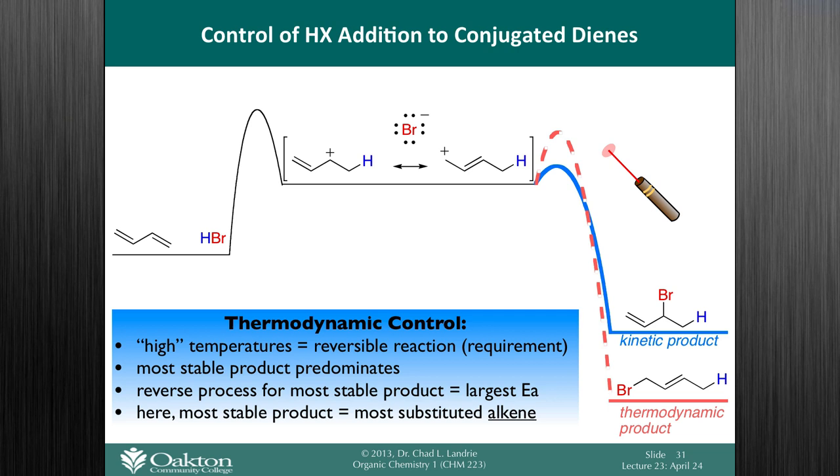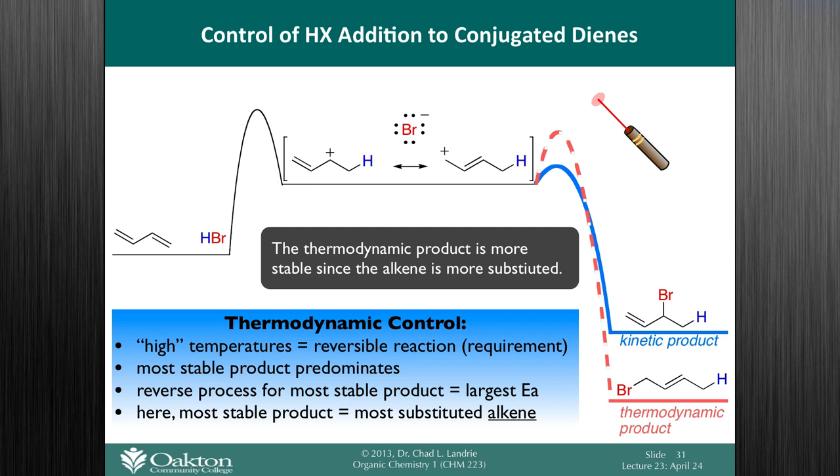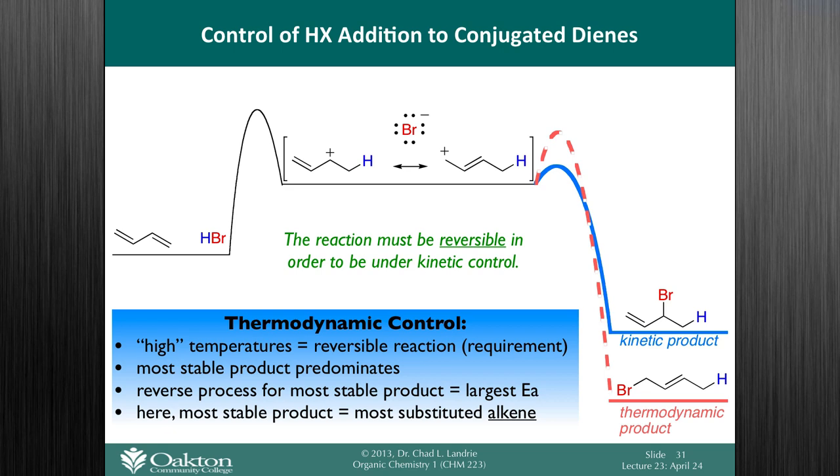Sometimes the way that I think of it, even though this may not be true, is that under thermodynamic control, the kinetic products have enough energy to get back over this hill and this hill to get me to reactants, whereas the thermodynamic products do not have enough energy to get back over the red hump. That means that as more products are formed through each cycle, we have this trap where thermodynamic products cannot return to reactants. Again, the key here is under thermodynamic control, the reaction must be reversible.